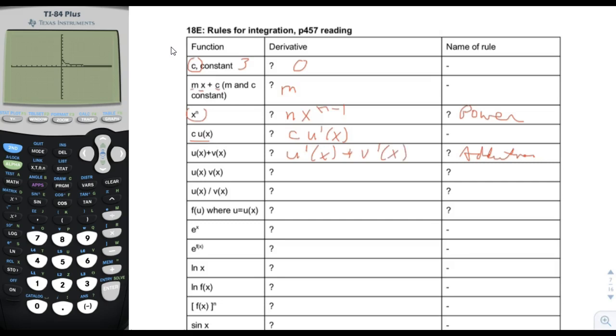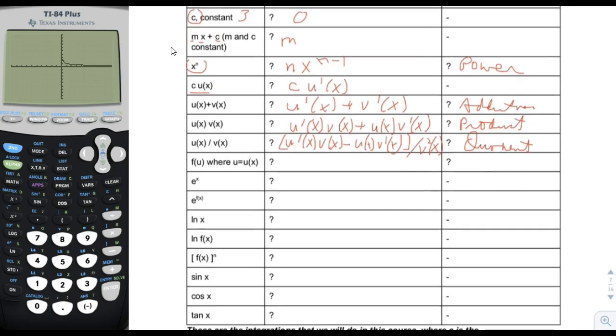What if you have u times v? It's called the product rule. And basically you just have the derivative of u times the function v plus the function u times the derivative of v. What if you have u divided by v? Then it's the quotient rule. And then you have u dashed of x times v of x minus u of x times v dashed of x, all divided by v squared of x.